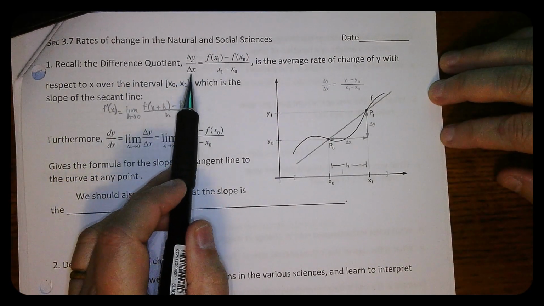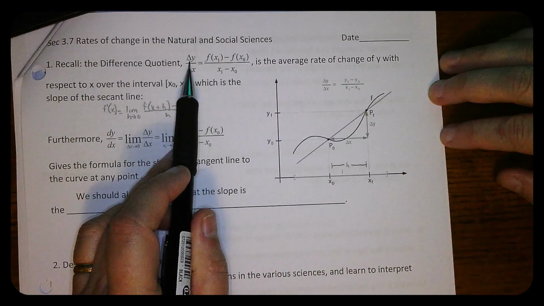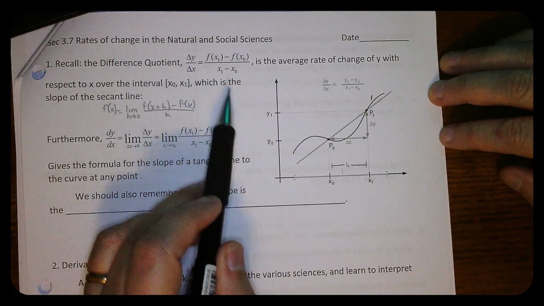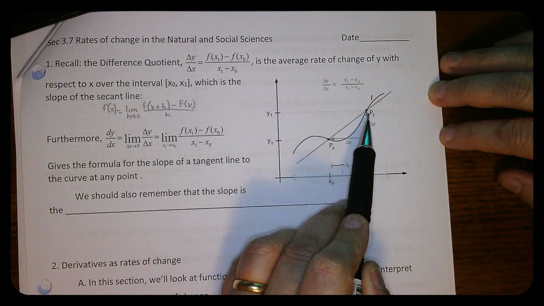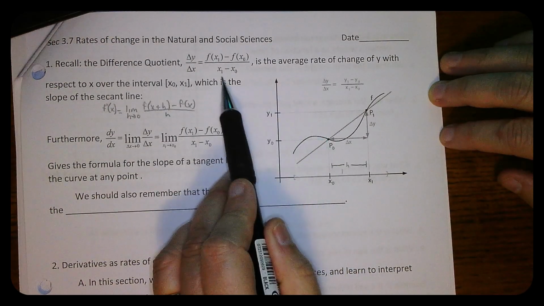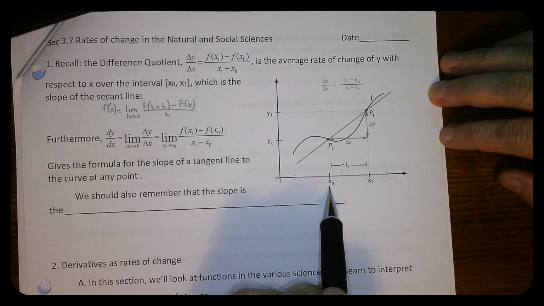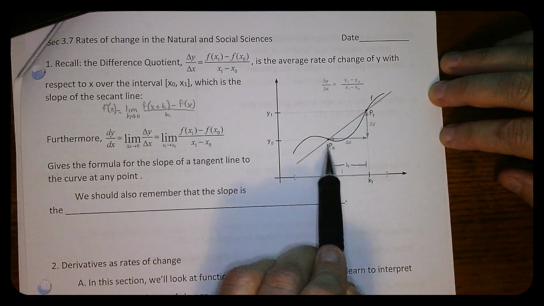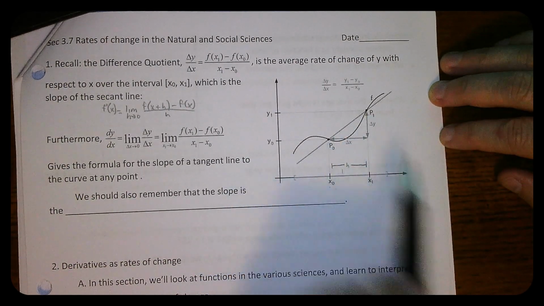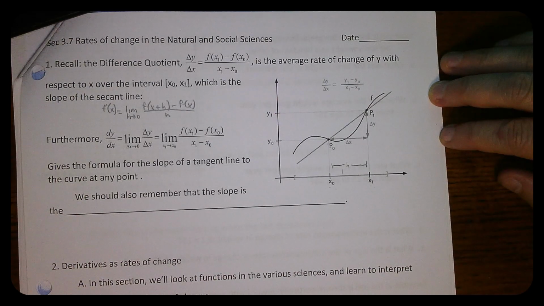So remember, we started out taking a look at the slope of the secant line, delta y over delta x. That's y2, or f of x sub 1, minus f of x sub 0, over x sub 1 minus x sub 0. So that's the slope of the secant line. You did that in 171. That's known as the average rate of change.